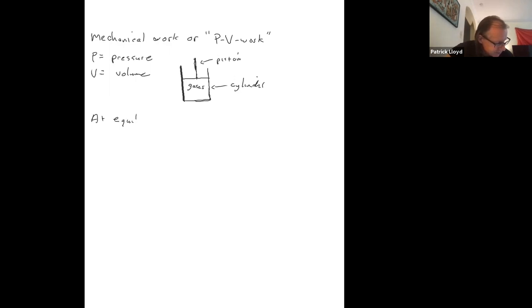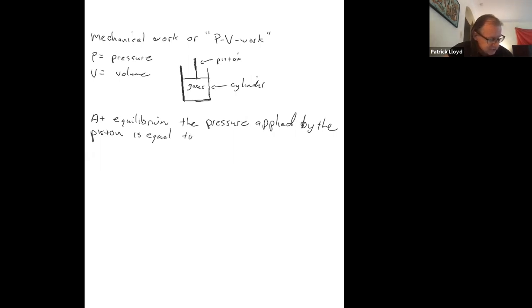equilibrium. So equilibrium is essentially a measure of stability. So when it's stable, the pressure applied by the piston is equal to the pressure applied by the gas or the gases in the cylinder.